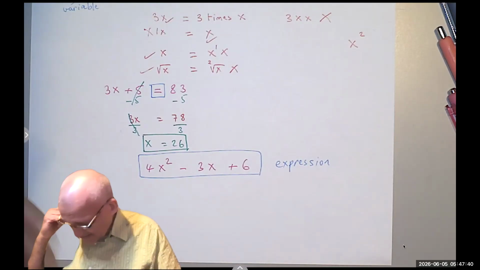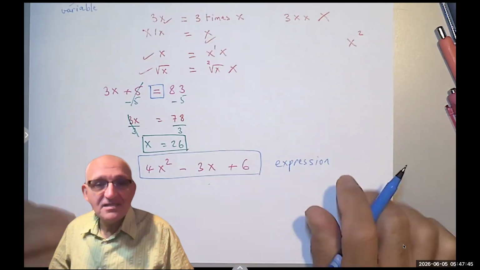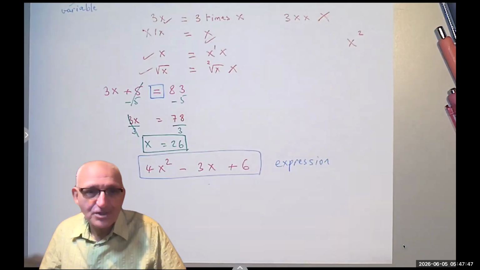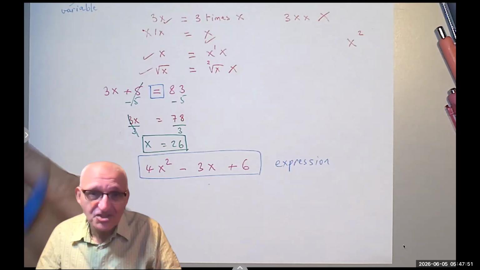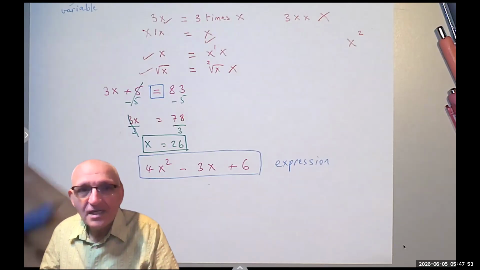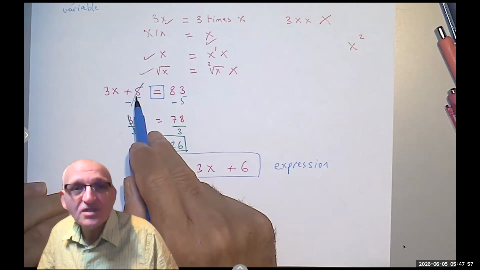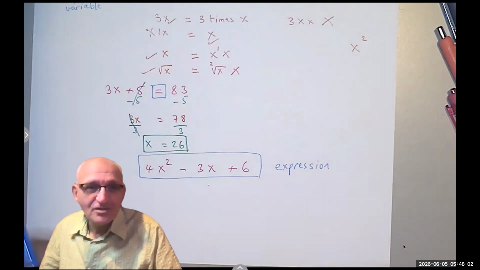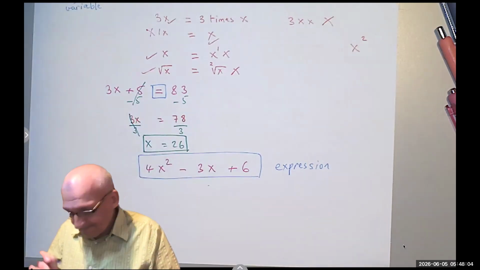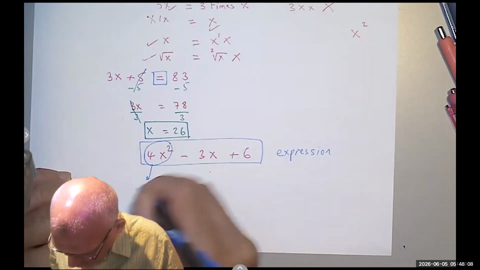This thing has 3 different parts. We use the plus and minus to break down that expression. I don't use multiplication and division to break it. No, I break it by addition and subtraction. And notice the first thing we got rid of here was the addition of 5. And then we move to the multiplication or division. So each one of those is a term.